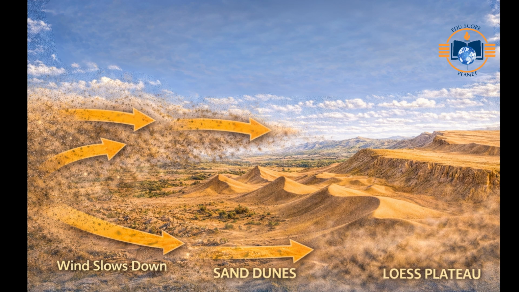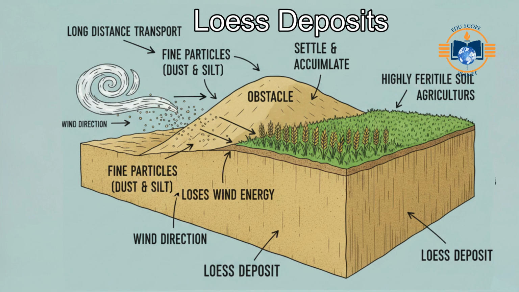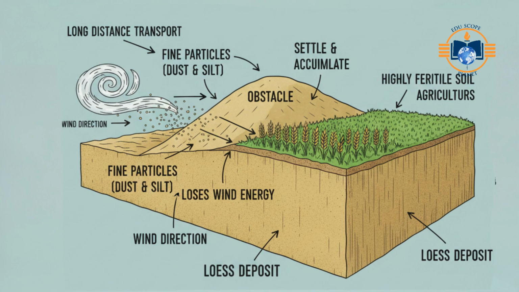Deposition by wind. Deposition is the final stage of the wind-driven process. It takes place when the wind loses speed or energy, or when it is blocked by an obstacle. As a result, the wind drops the particles it was carrying, leading to the formation of various depositional features. Loess deposits. When fine particles like dust and silt settle after being transported by wind, they form deposits called loess. Loess soil is highly fertile and is widely used for agriculture.